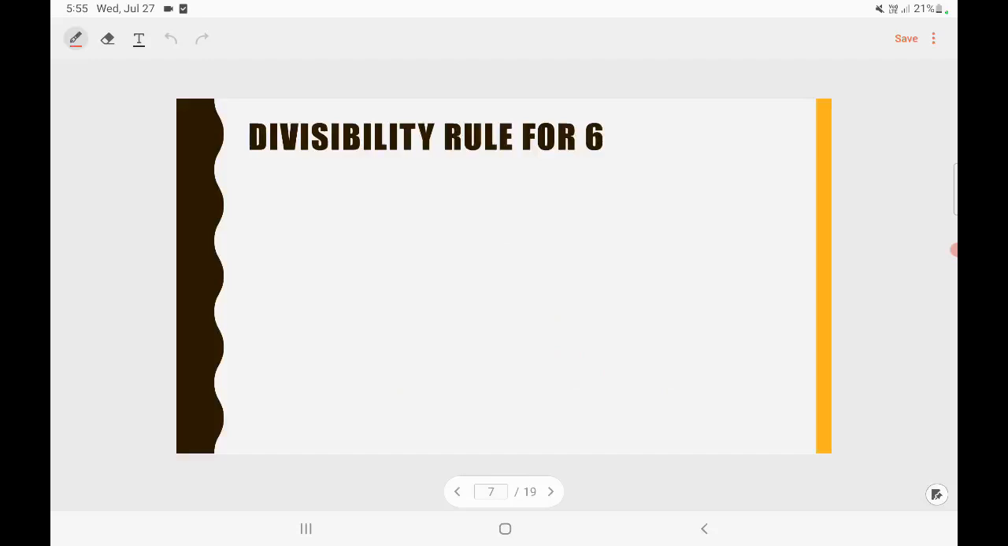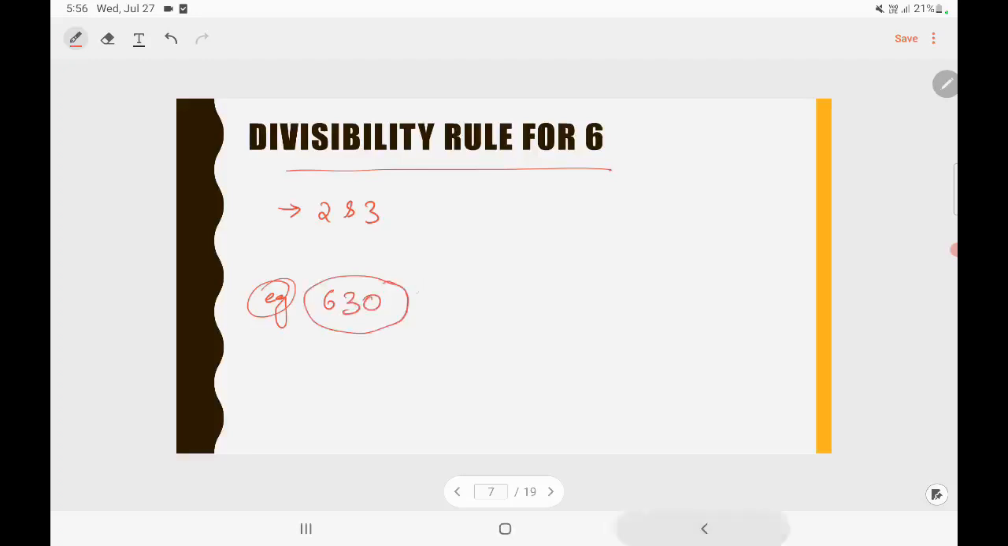Now we'll move on to the divisibility rule for 6. So what is the divisibility rule for 6? For checking whether a number is divisible by 6 or not, you need to check whether the number is divisible by 2 and 3. If a number is divisible by both 2 and 3, then that number is divisible by 6. Okay. Now we'll take an example, let's say 630.